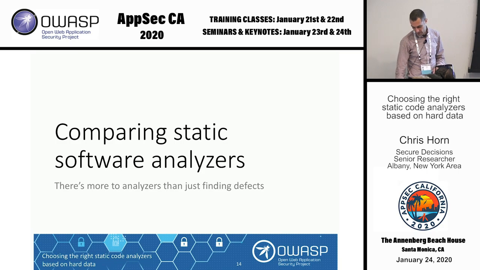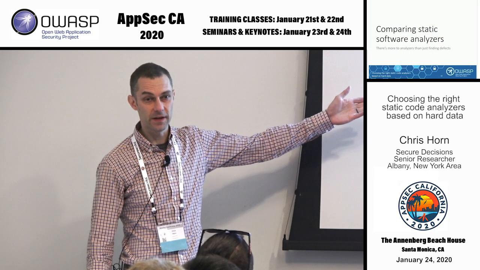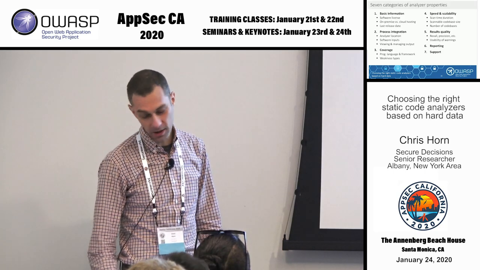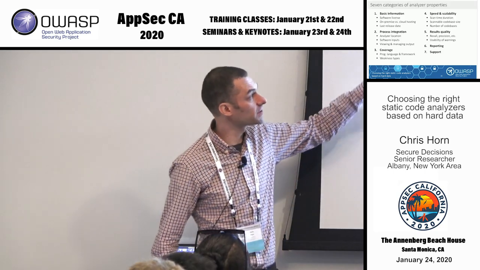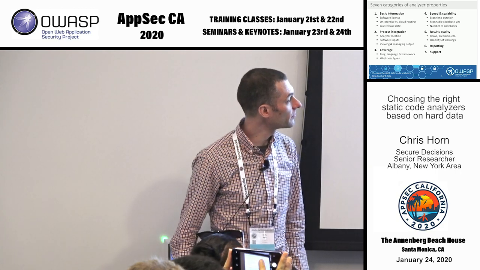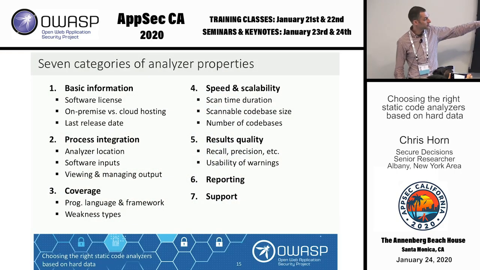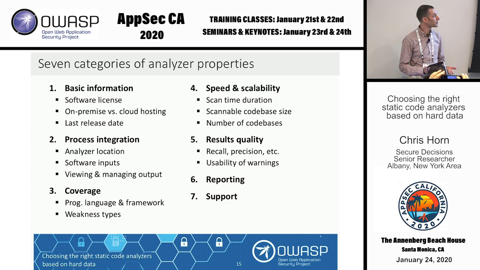So this is the main section here. There's a lot more to analyzers than just finding defects, right? The first four categories or so, including six and seven, are really the set of capabilities in an analyzer that you should be factoring in when you're making decisions, because there's more to it than just what they can detect.